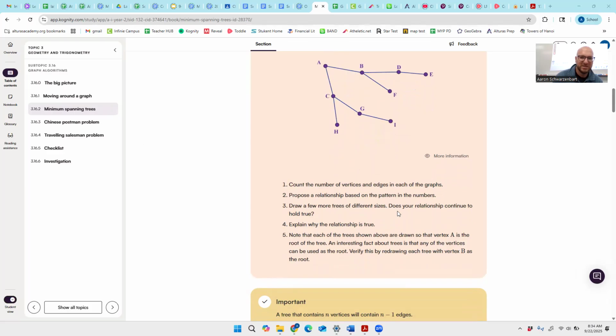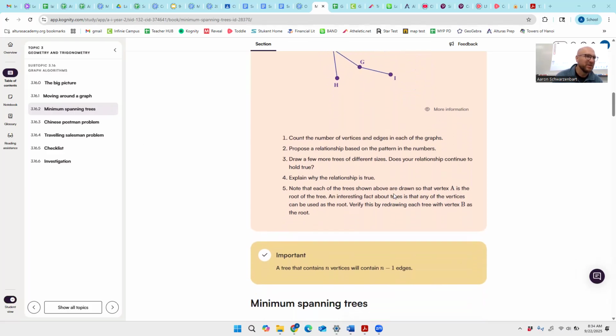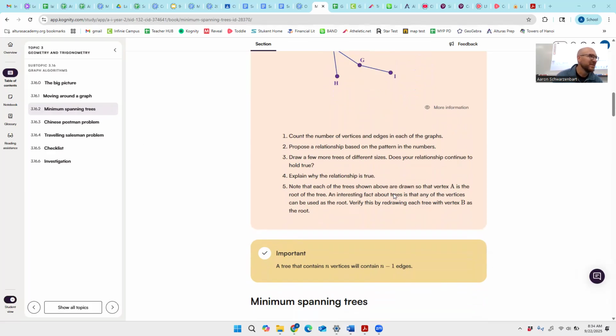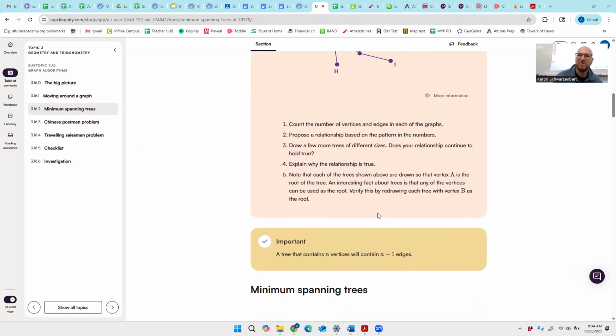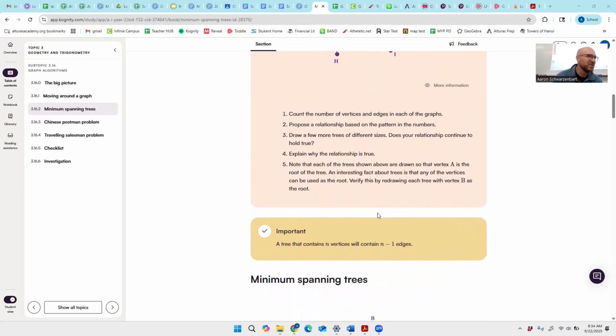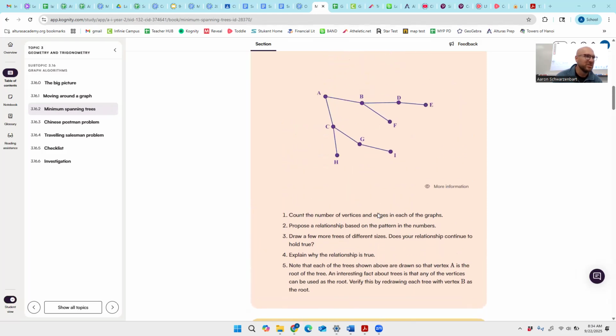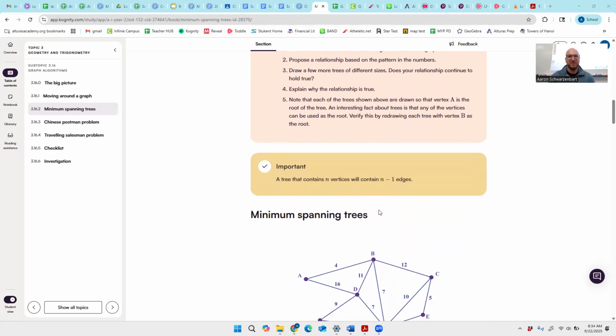Draw a few more trees. Does it continue? The answer is yes. Explain why that relationship is true. I just did that because there's an incoming edge for everything. Once upon a time in college, I proved that using mathematical induction and a couple other things on binary trees. Binary trees are trees that have two off of each vertex. Exactly two. Okay. So a tree that contains n vertices has n minus one edges.